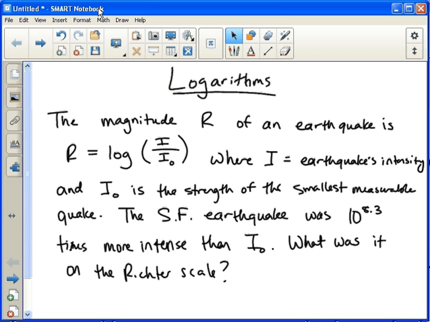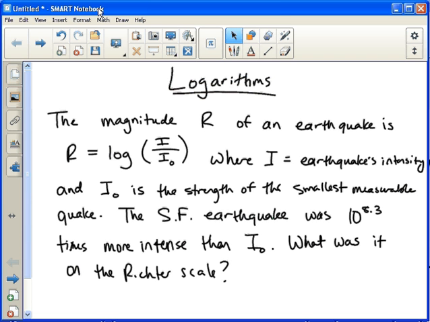So let's look at this example together. It says the magnitude R of an earthquake is R equals log of I over I naught. That little zero is said naught. That's N-O-U-G-H-T if you're curious. So I represents the earthquake's intensity, and I naught is the strength of the smallest measurable earthquake. So I naught doesn't mean zero in the sense that there's no earthquake, it means the smallest measurable earthquake. So there is an earthquake, it's just extremely small.